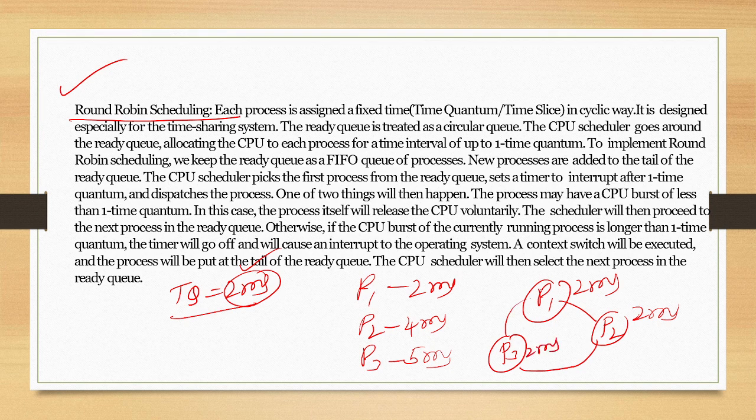Again P1 will get a chance, right? P1 has already completed, because it required only 2 milliseconds. Next P2. P2 requires 2 more milliseconds. After P2 it will go to P3. Like this, in a circular manner, every process is getting the CPU.